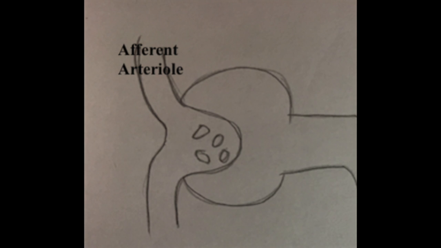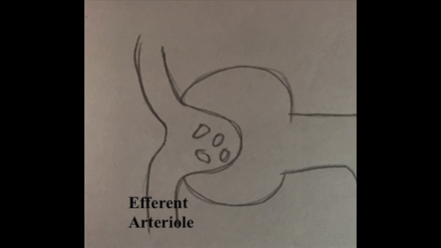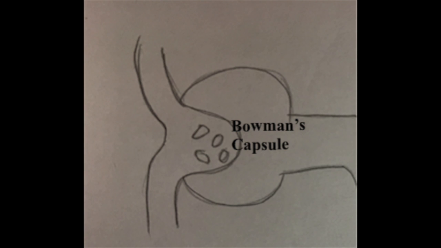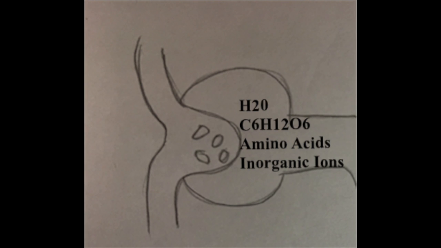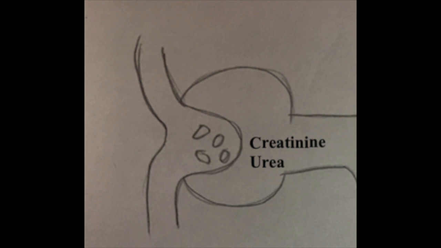Filtration begins by blood being brought into the nephron by the afferent arteriole. Next, the blood passes capillaries in the glomerulus. Next, the blood leaves by the efferent arteriole. As this is occurring, particles in the blood are filtered into the Bowman's capsule. Some of these particles include H2O, glucose, amino acids, and inorganic ions such as sodium, chlorine, potassium, and bicarbonate. Also here are waste products such as creatinine and urea.